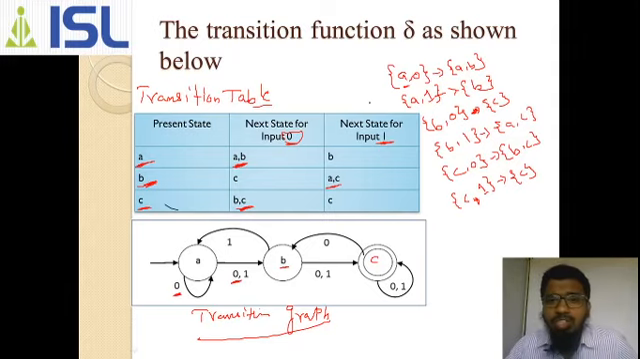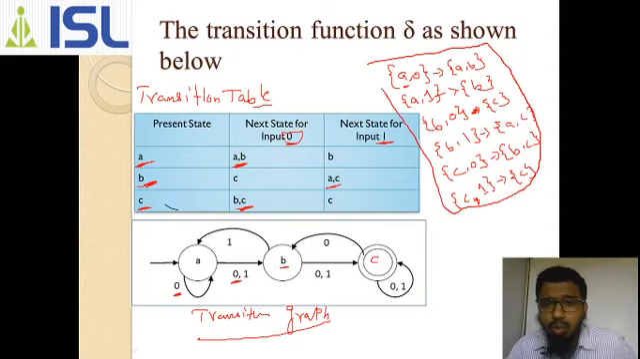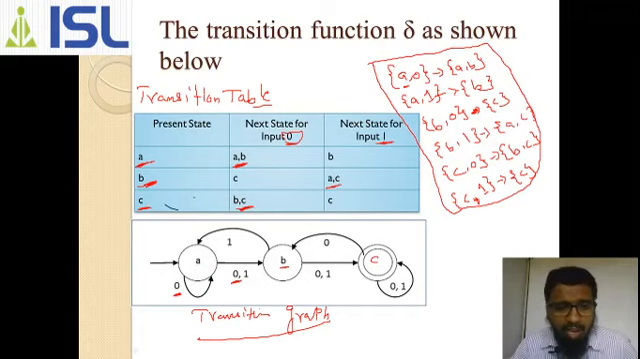So you can write in this format also: A comma 0, A comma 1, B comma 0, B comma 1, C comma 0, C comma 1. Till now we saw how to design the graph from the transition table.